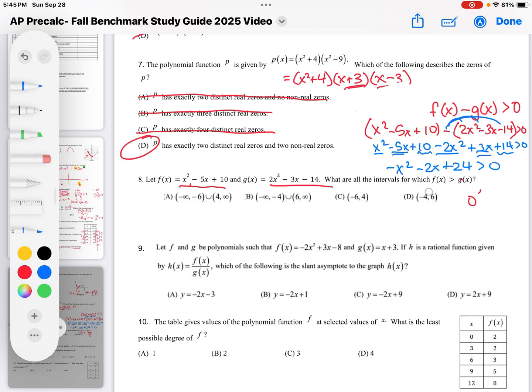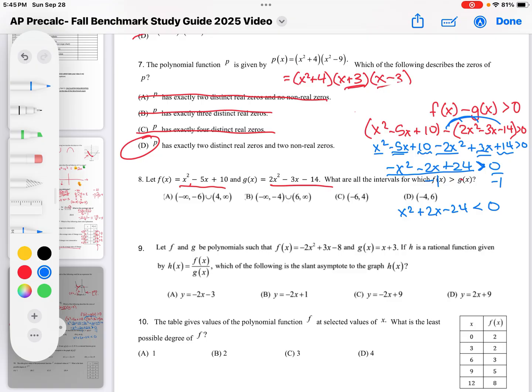In order to make this nice and easy to factor, I'm going to factor out this negative. Or really, I'm going to divide both sides by -1. That gives me x squared plus 2x minus 24. Since I divided by a negative, I'm now going to change my inequality symbol. Instead of being greater than, it will now be less than 0.